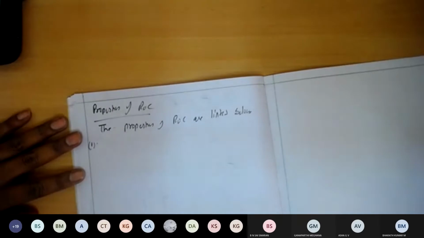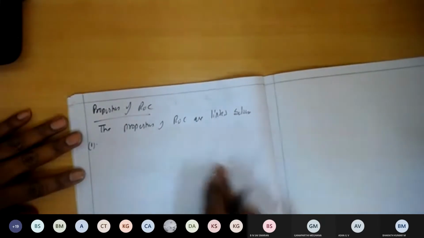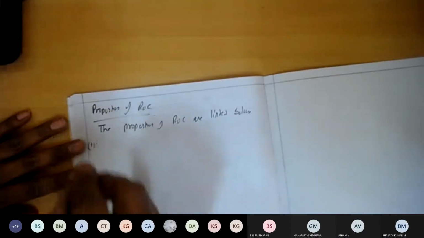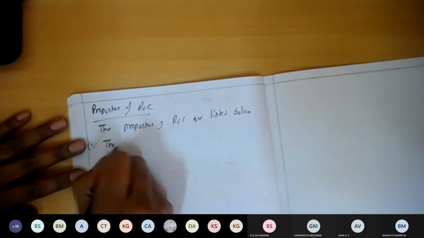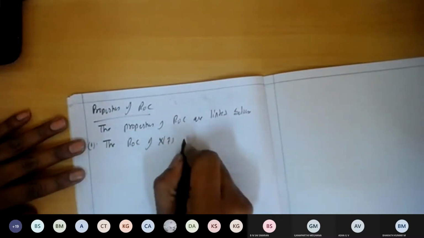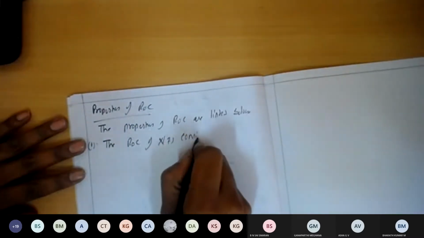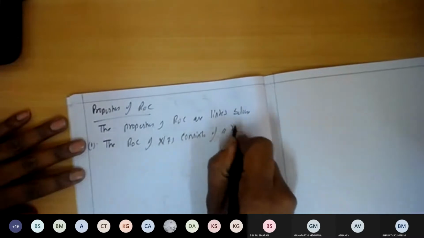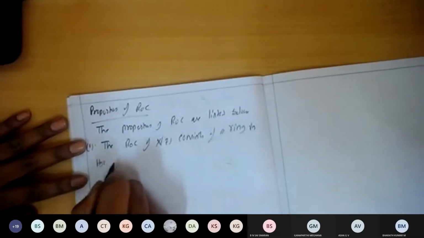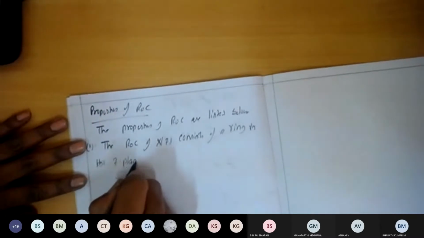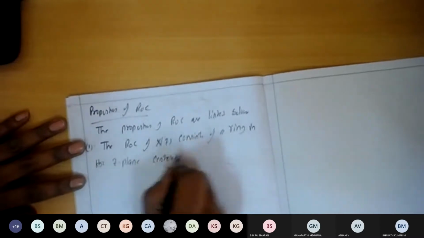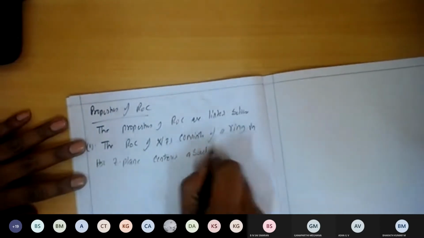The first property is that the ROC of X of z consists of a ring in the z plane, centered about the origin. You know about the circle, right? So that is the first property you can take. The ROC of X of z consists of a ring in the z plane centered about the origin.